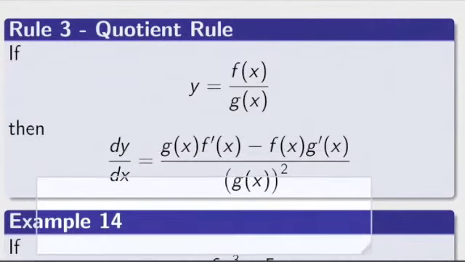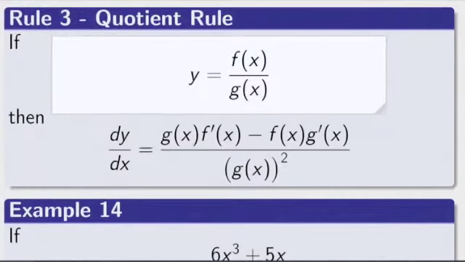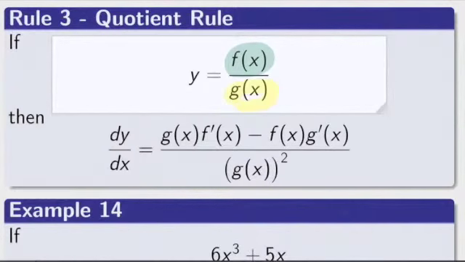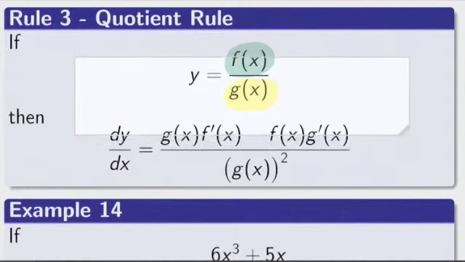So let's look at another rule, which is the quotient rule. Notice that the function f(x) is a ratio of two functions. You've got function 1 marked in green, function 2 marked in yellow. So y is a ratio of f(x) to g(x). It's a ratio, it's no longer a product. So we apply the quotient rule.